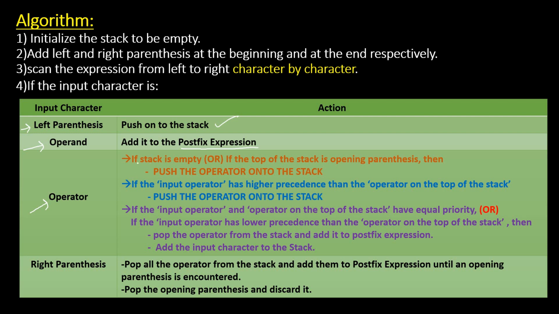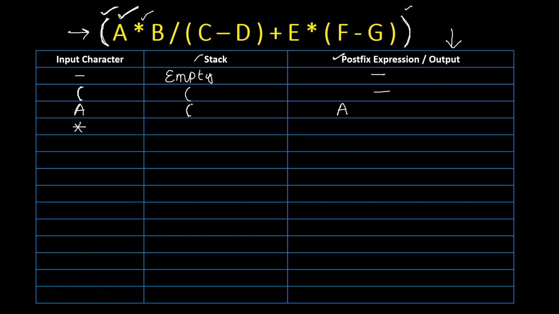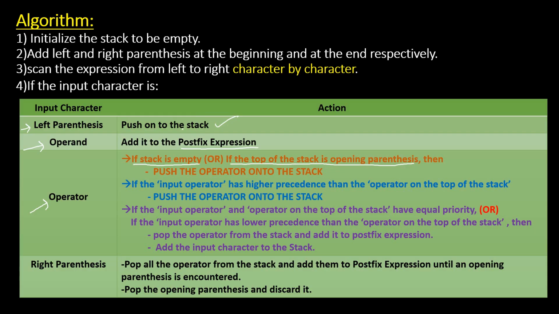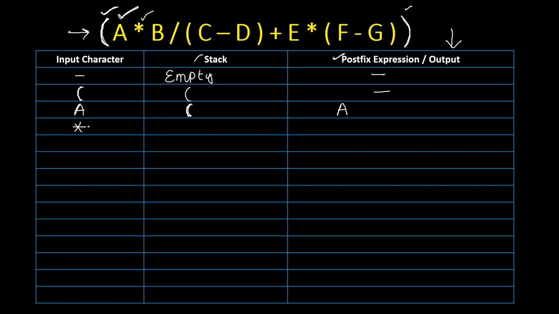See the first step. If the stack is empty, or if the top of the stack is an opening parenthesis. So see our stack. Yes, in our stack we have the opening or left parenthesis. So then what we have to do? Push the operator onto the stack. Because this first step was satisfied, push this star or multiplication onto the stack. Already the left parenthesis is there. Now star will be added.